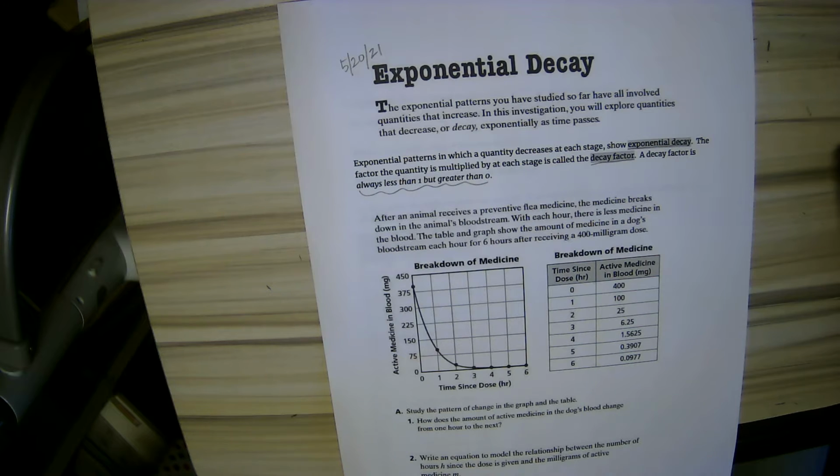After an animal receives a preventative flea medicine, the medicine breaks down in the animal's bloodstream. So with each hour, there is less medicine in the blood. The table and graph show the amount of medicine in a dog's bloodstream each hour for 6 hours after receiving a 400 milligram dose. So if we're looking at the pattern of change in the graph and table, how does the amount of active medicine in the dog's blood change from 1 hour to the next?